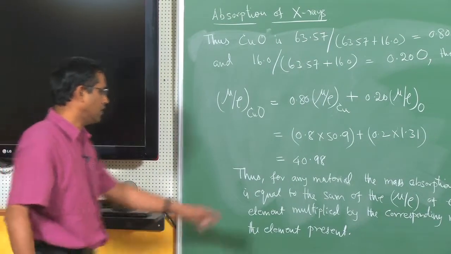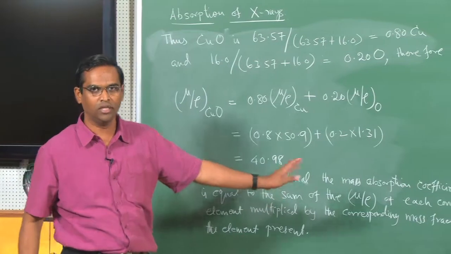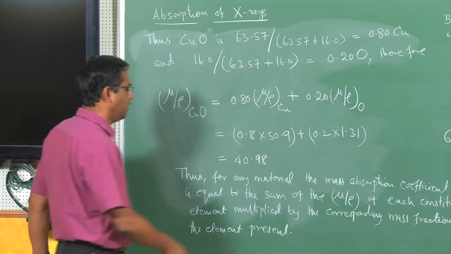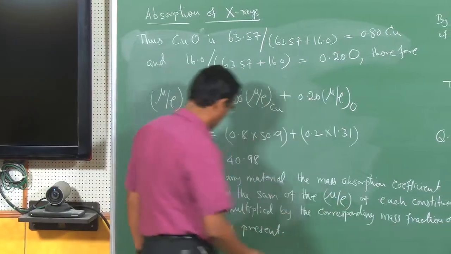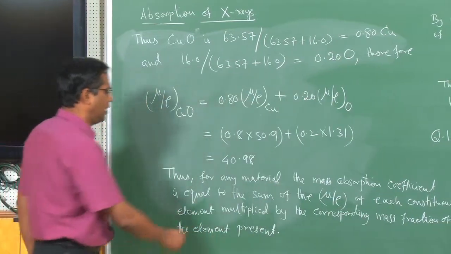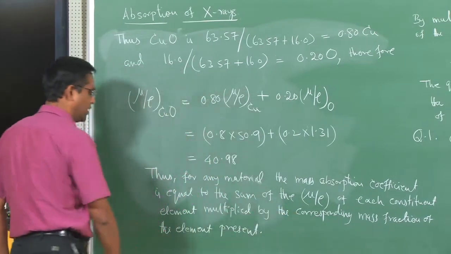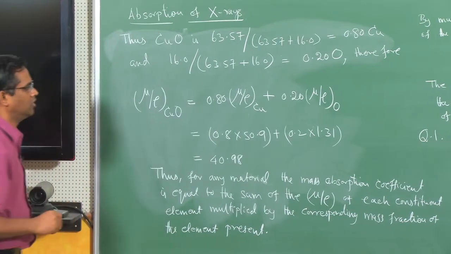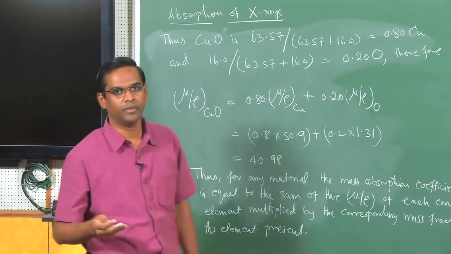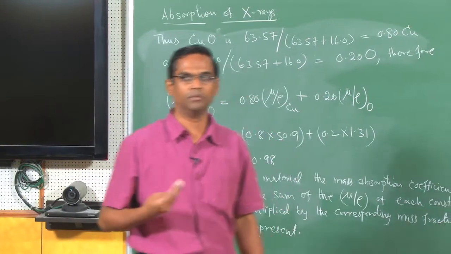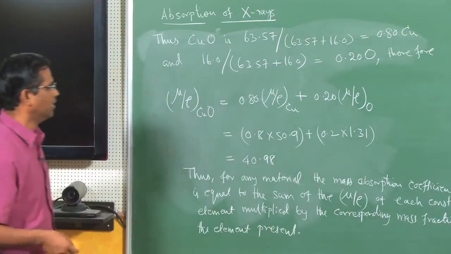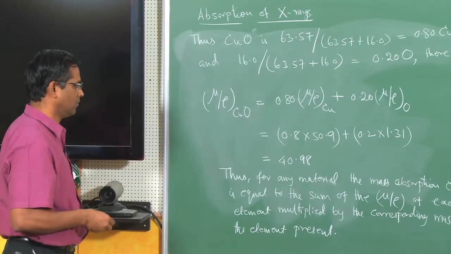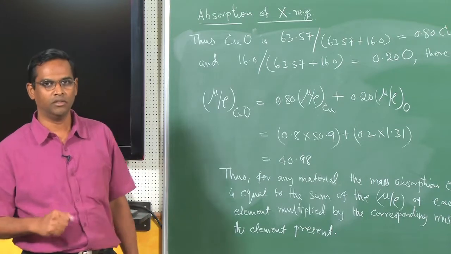So, thus for any material or any compound or a solid solution or a mixture, the mass absorption coefficient is equal to the sum of the mass absorption coefficient of each constituent element multiplied by the corresponding mass fraction of the element present. So, this is what is illustrated in this step. It simply gives you an idea how to calculate the mass absorption coefficient for a chemical compound which has more than one element, or the same thing is applicable for solid solutions as well.